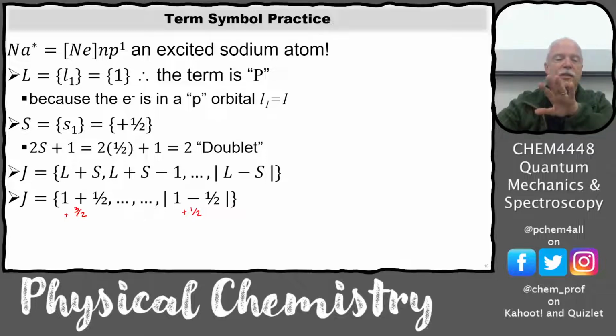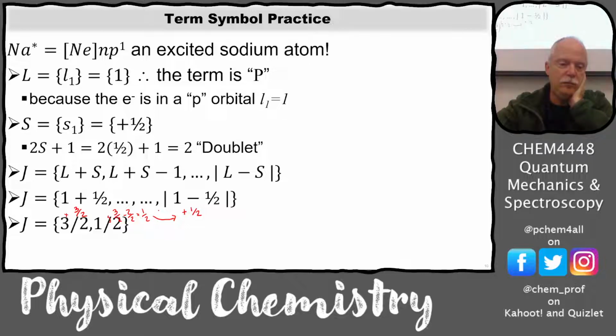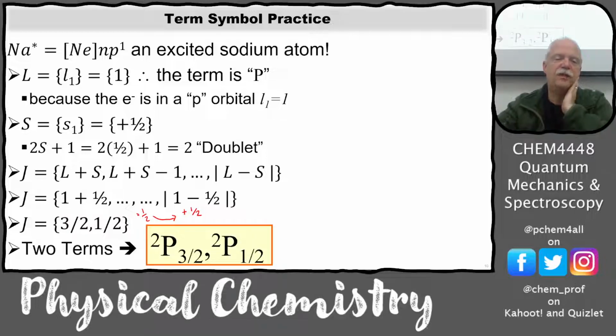How do I know there aren't any integers in between? Well, think about it. If I take 3 halves, this next term would be 3 halves minus 2 halves, which is equal to 1/2. And that is equal to the minimum. So you still subtract 1 as you go down until you reach the minimum. And if you reach the minimum in the second term, then you just have 2 terms. So here are our 2 J values, and we have 2 terms in this situation, a doublet P 3 halves and a doublet P 1/2.